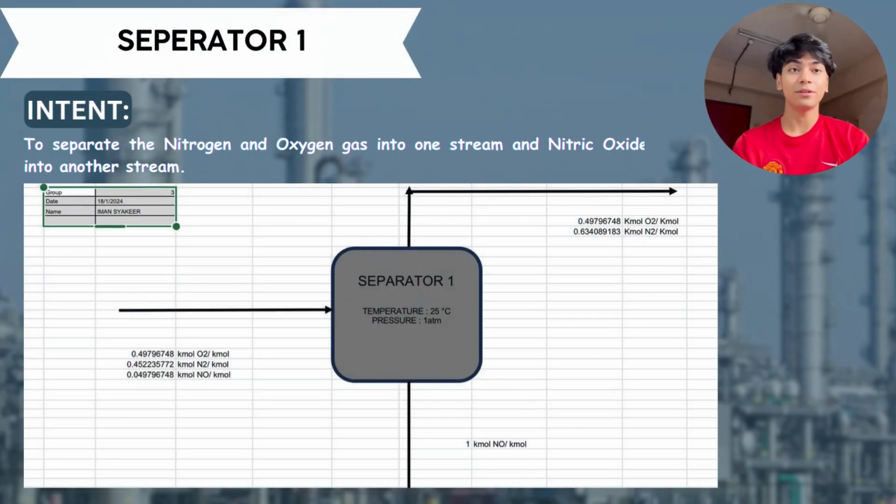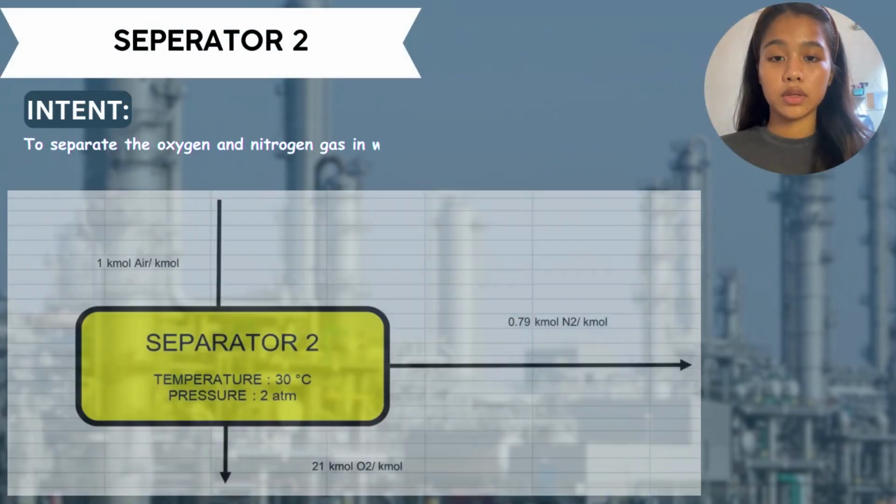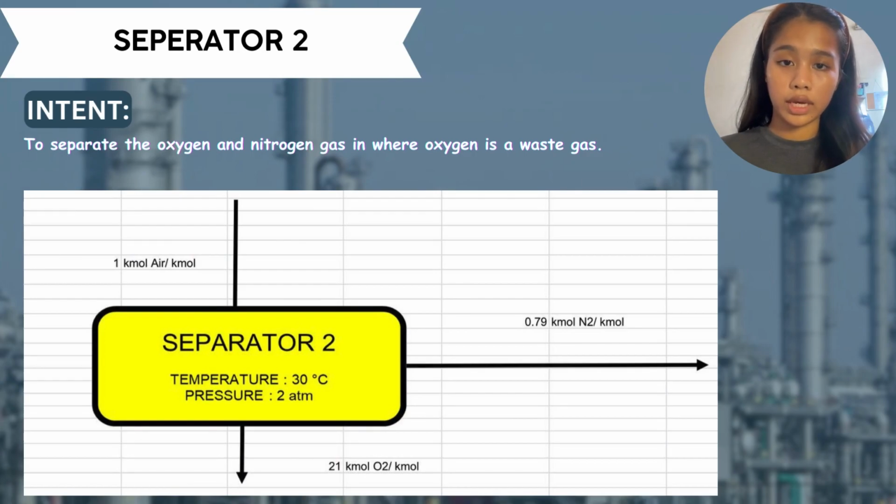Separator 1, at 25 degrees Celsius and 1 atm pressure, has reached the goal of separating nitrogen and oxygen gas into one stream and nitric oxide into another stream. Nitric oxide will be taken to reactor 2 for further reaction, while nitrogen and oxygen gas will be taken out from our production. For separator 2, the intent is to separate the N2 and O2 gas, which in the input is 1 kmol per kmol of air. There are then two different output streams: the first stream is 0.79 kmol per kmol of N2 and the other stream is 0.21 kmol per kmol of O2.